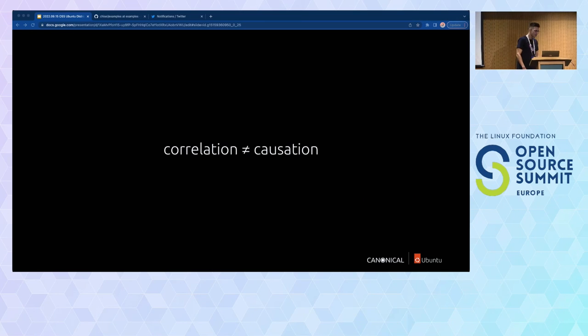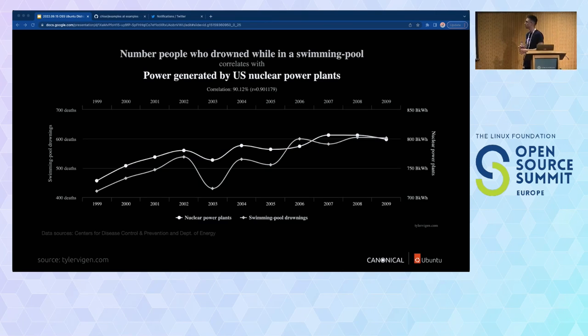So in fact, it's also confusing correlation with causation. It's not because an image is smaller that it is actually more secure. And although it is true that the smaller the image is, the more secure, it's not the reason why. There's a lot of fun examples of correlation versus causation. I love this one. It shows the power that is generated by US nuclear power plants. And it also shows the number of people who drowned while in a swimming pool. I think it's also in the US. And well, according to data, the more power is generated, the more people are likely to die in their swimming pool.